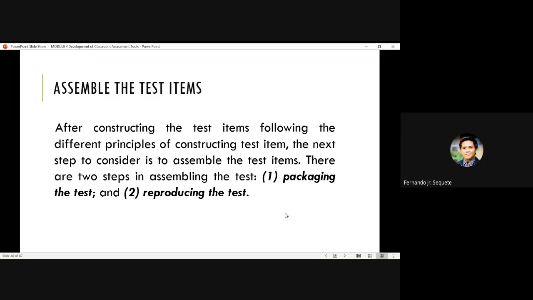And then there are two steps in assembling the test items. The first one is packaging the test. So yung total na meron ka ng format, ano ba yung arrangement, and that is what we call assemble the test items. And then the second one, of course, is the reproduction of your test. So dito na mag-print ka ng exam.